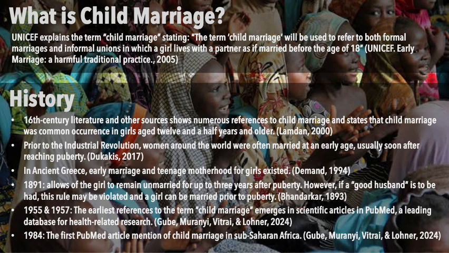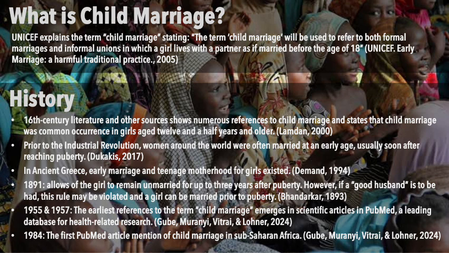Dating back to the 16th century, there's literature and other sources that show numerous references to child marriage. And prior to the Industrial Revolution, women around the world were often married at an early age, usually soon after reaching puberty, which for a lot of folks is different times, depending on what age you begin and go through puberty. In ancient Greece, early marriage and teenage motherhood for girls existed as well. In 1891, girls were said to remain unmarried for up to 3 years after puberty.